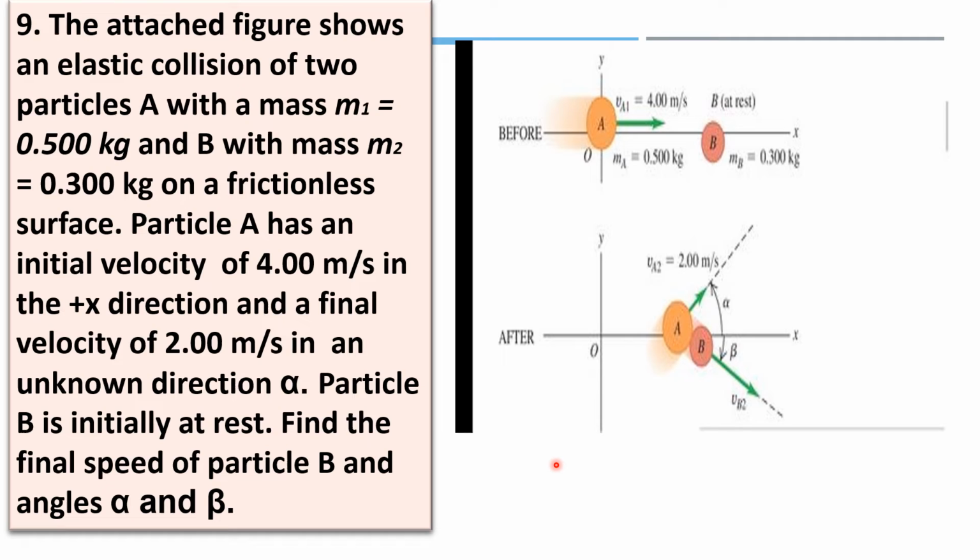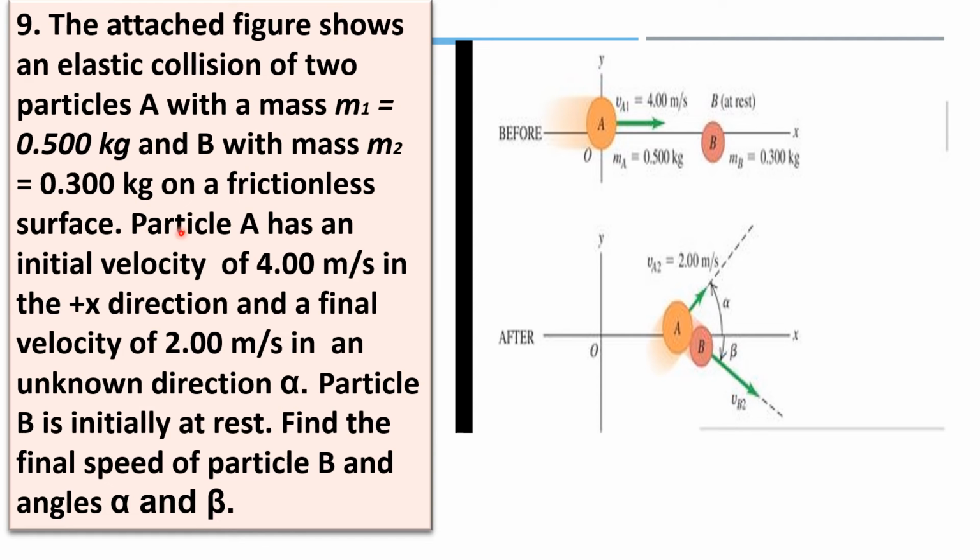This is now the last question, but this time it's no longer a multiple choice question. It's more computational. So we are given a figure that shows an elastic collision of two particles: A with a given mass m1 equal to 0.500 kilogram and particle B with a mass m2 equal to 0.300 kilogram, on a frictionless surface.